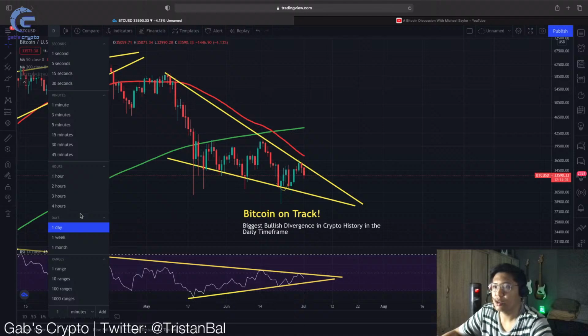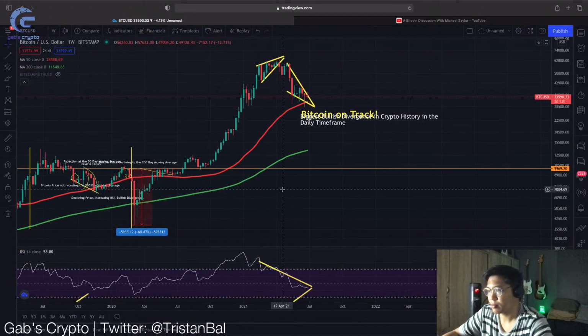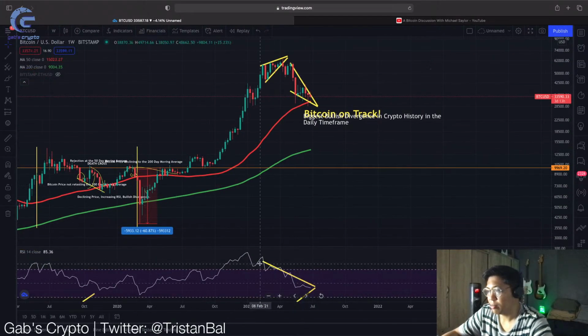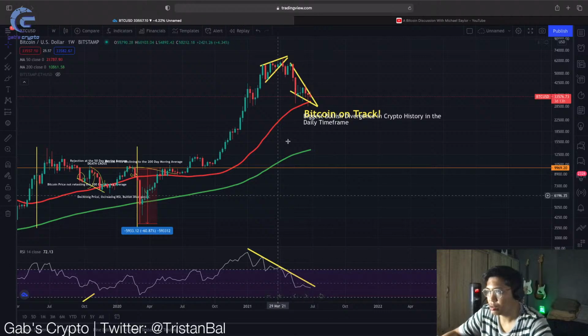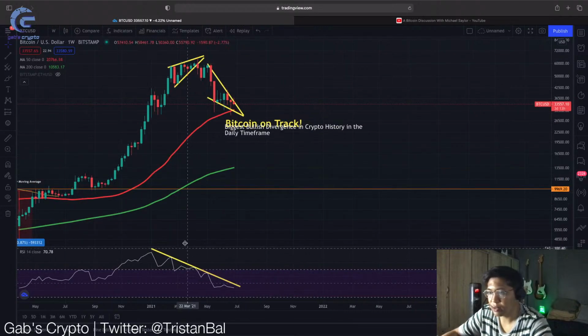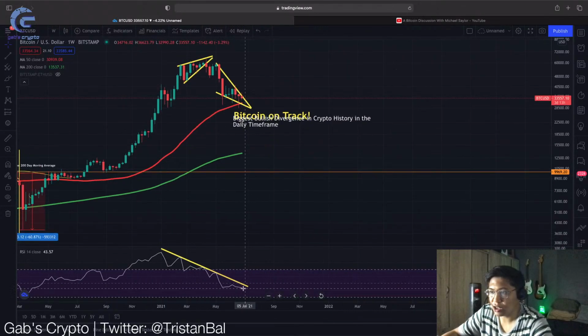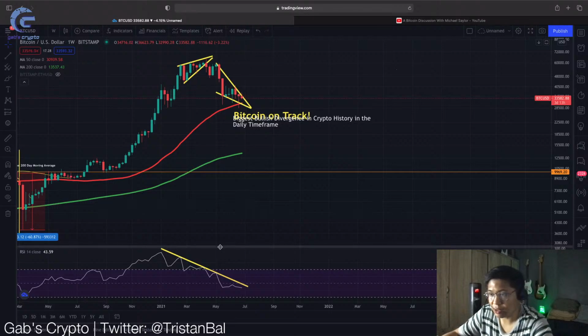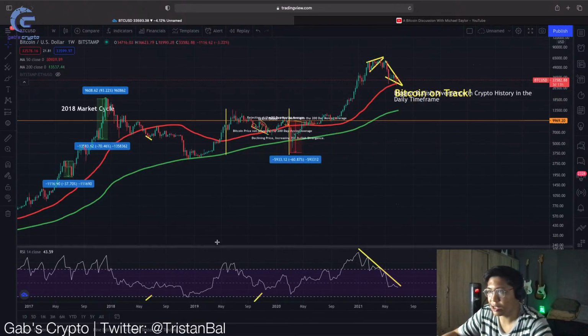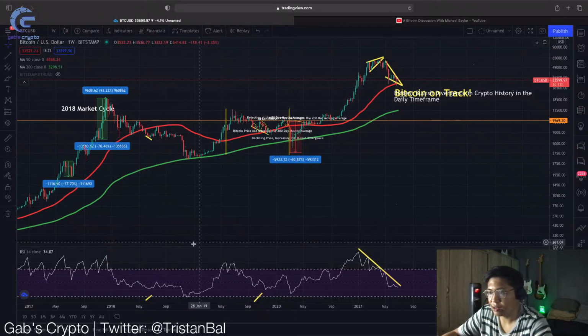So sa weekly time frame naman, makikita din natin na yung ating decline ng RSI is also consistent. So this means na, if mabreak natin yung RSI dito, either in the weekly or daily time frame, dun tayo makakita ng trend reversal to the upside. And so far, hindi pa natin siya na-break. So sa ngayon, wala pa tayong trend reversal to the upside.